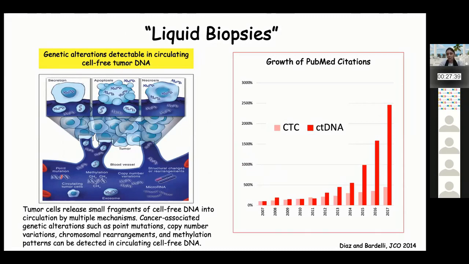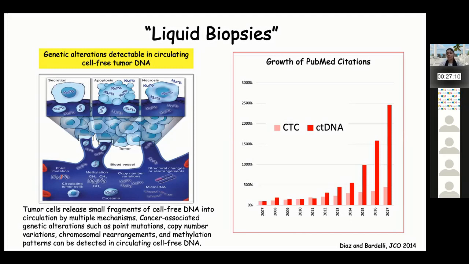So what are liquid biopsies? Basically, you take a sample of a patient's serum, and these tumor cells are released as small fragments of cell-free DNA into the circulation, and these are actually captured. And these are cancer-associated genetic alterations such as point mutations, copy number variations, chromosomal rearrangements, and methylation patterns that can be detected from these circulating cell-free DNAs that we essentially call liquid biopsies.